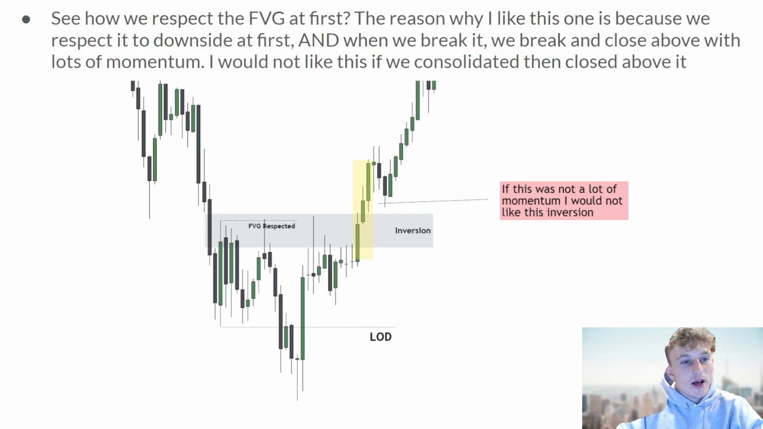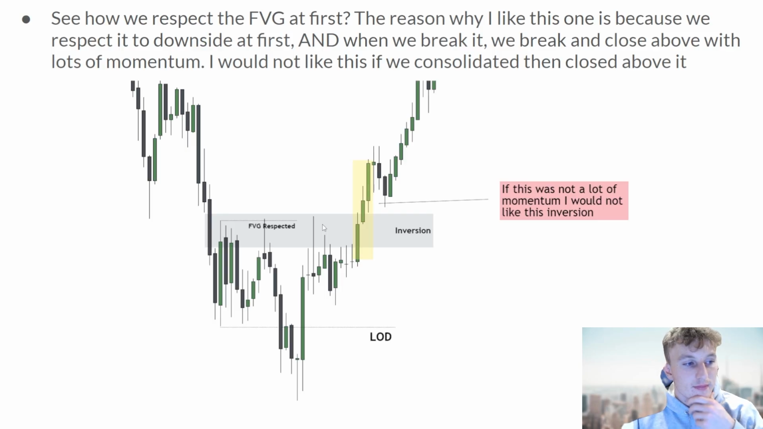So this is what I was talking about, the fair value gap being respected first. The only time I like a fair value gap being respected and then taking it as an inversion, because you're probably wondering, technically this would be our internal high and we kind of hit it. So it would make the setup invalid, but it's still technically not invalid to me.